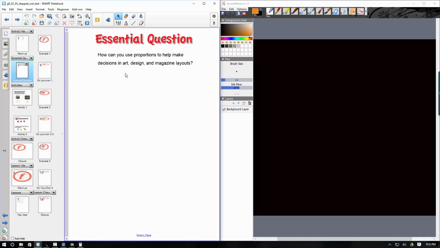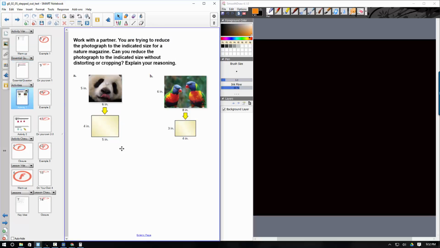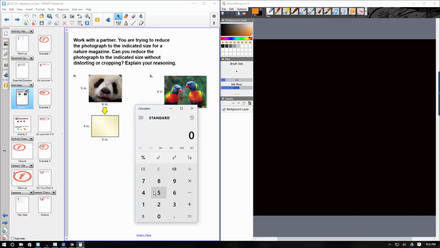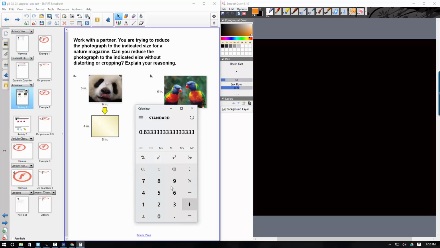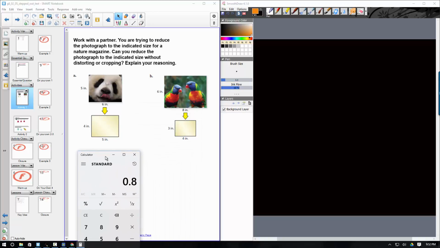The essential question is, how can you use these proportions to help you make decisions in art, design, magazine layout, and so on? If I look at this, it's asking if these are proportional. So I'm going to do the same thing I did before, where I take 5 divided by 6, and I get 0.8333. Again, I took the shorter side divided by the longer side. I'll do the same thing over here. 4 divided by 5, and I get 0.8. So this is not proportional. It will not work because it's not the same.